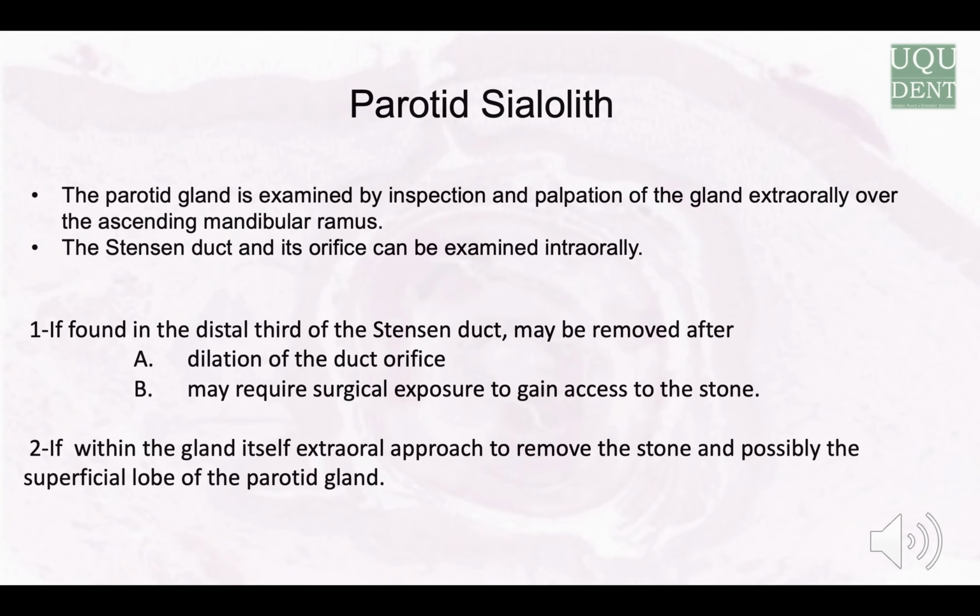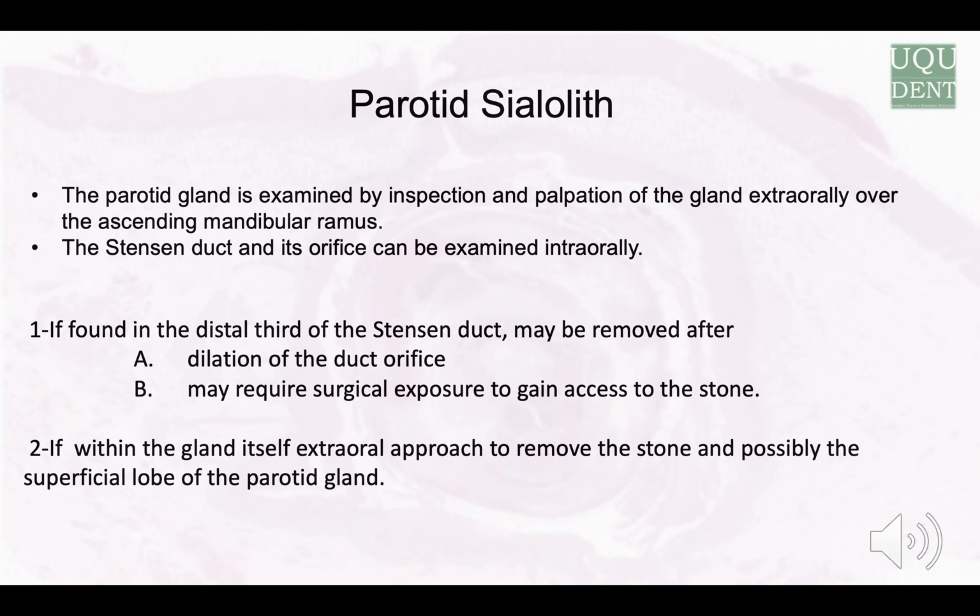The parotid gland is examined by inspection and palpation of the gland extraorally over the ascending mandibular ramus. As we said before, you need to do examination by inspection and palpation. Then the Stensen duct and its orifice can be examined intraorally. If found in the distal third of the Stensen duct, the stone may be removed after dilation of the duct orifice or may require surgical exposure to gain access to the stone.